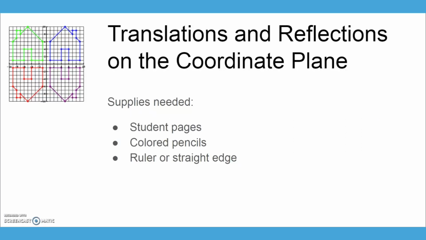The second lesson in Unit 2 is Translations and Reflections on the Coordinate Plane. You will need a hard copy of the student pages for this lesson. I recommend colored pencils and a ruler or a straight edge because you will be drawing line segments on the coordinate plane.